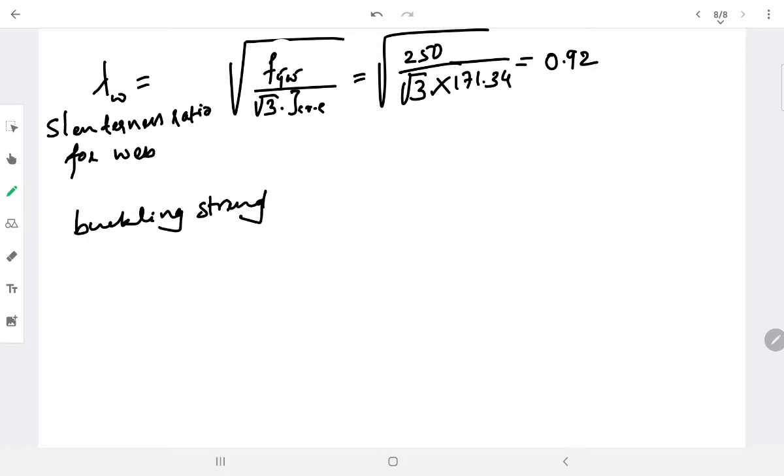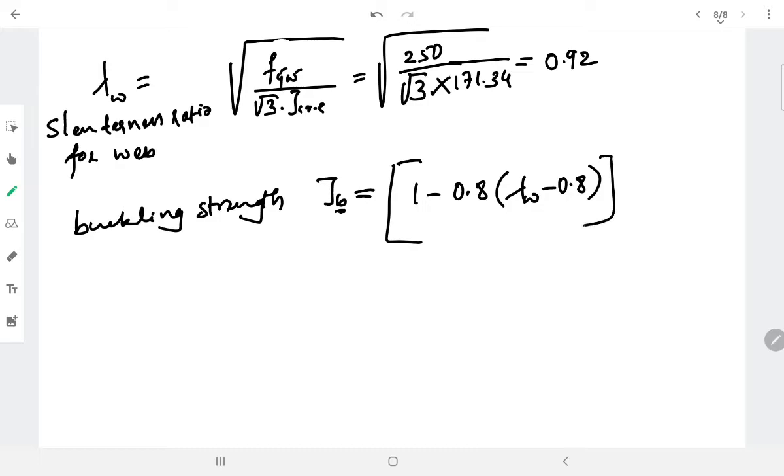Buckling strength is given by tau B. B stands for buckling stress or strength, and the formula is (1 minus 0.8 lambda W minus 0.8), close the bracket, into FYW divided by square root of 3. So substitute all the values here.